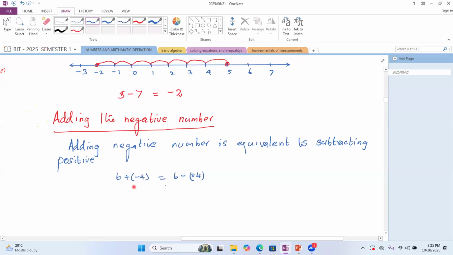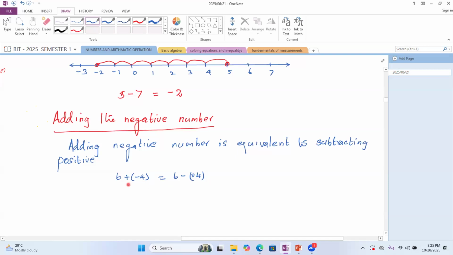Because subtraction is the additive process of a negative number. Subtraction is the inverse process of adding. So addition is the inverse, or reverse, process of subtraction. Subtraction is the reverse process of addition.